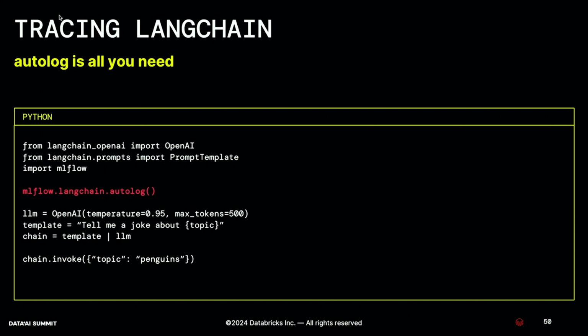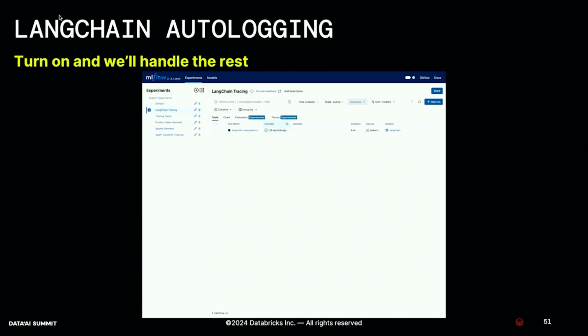Now, the first integration is LangChain. And the easiest way to start up tracing in LangChain is to just turn on auto-logging. That one API call, that one line, will enable it, which means every time you invoke a chain, it's going to be logging that to your experiment. Whatever the active experiment is that you've turned on in MLflow, we're storing it. It's an artifact, and it'll show up in the MLflow UI.